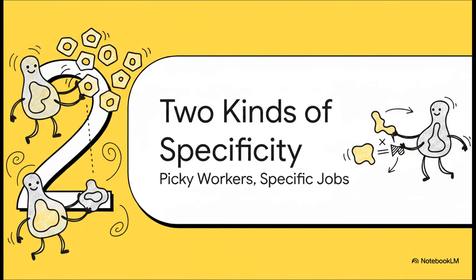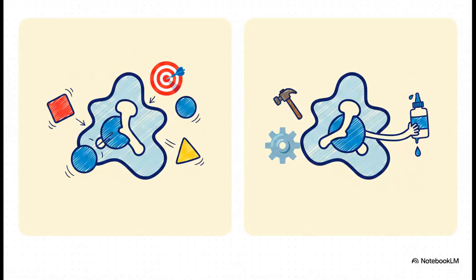So this idea of enzymes being picky actually comes in two different varieties. See, it's not enough for an enzyme to just find the right partner. It also has to do the right job once it finds it. So it's really important to get this distinction. Specificity has two parts. The first is what an enzyme works on. We call that substrate specificity. And the second is what it actually does to that substrate. And that's its reaction specificity. Let's break those two down.